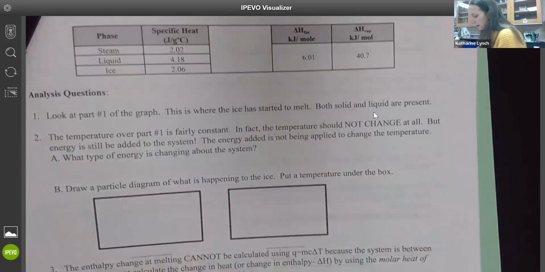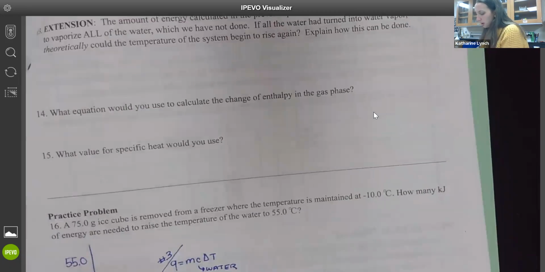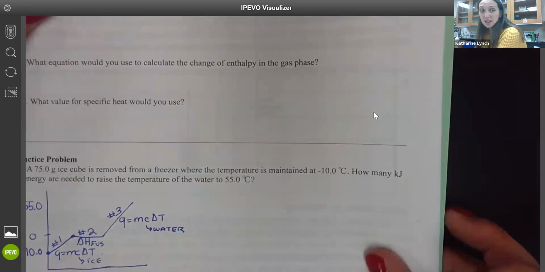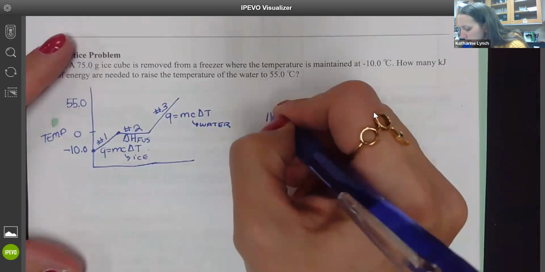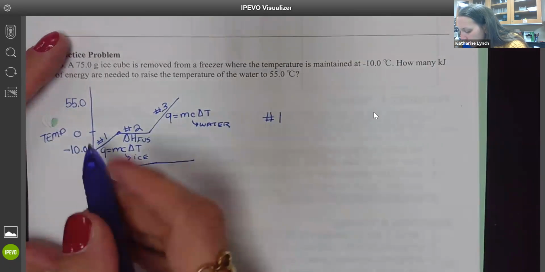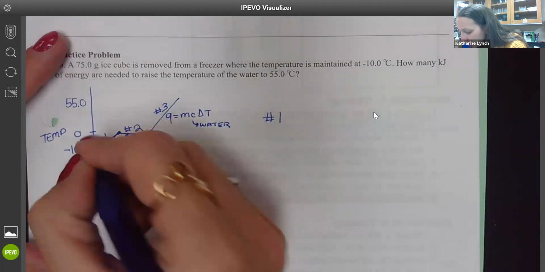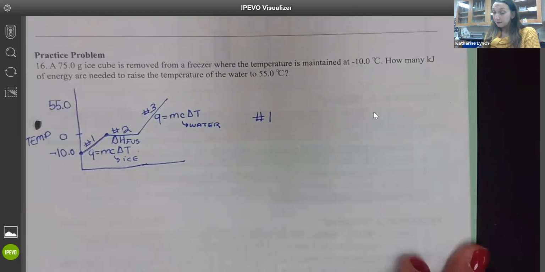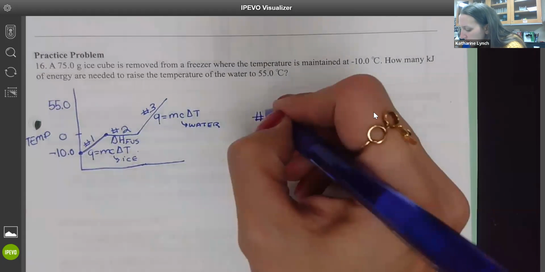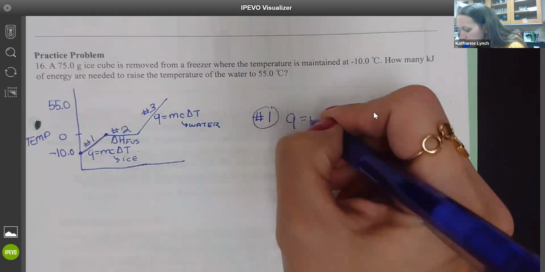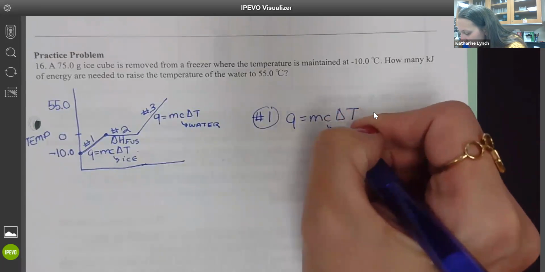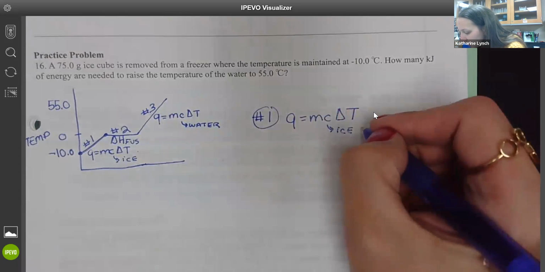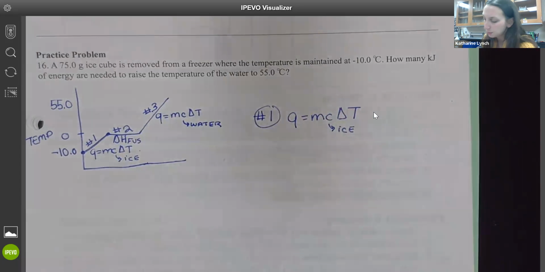All right, let's go to our next section here in our practice problem and break down not just our great heating curve diagram here. Let's do this section by section. So section 1 is set from -10 to 0°C. We have a delta T. So in this part, we're going to use Q equals MC delta T. And again, we're going to use the specific heat of ice, which is on the previous page.